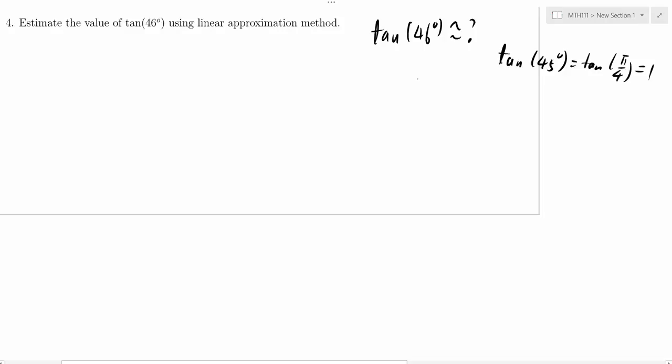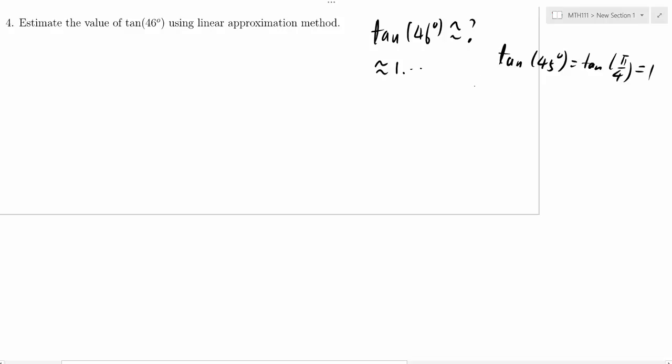We know this is approximately 1, but 1 point something. So this is approximately 1 point something, and that's what we are trying to find. Because we know the value at 45 degrees, we know a is 45 degrees. But remember, in calculus we always use radians. We don't use degree measure because otherwise our derivative formulas are not correct.